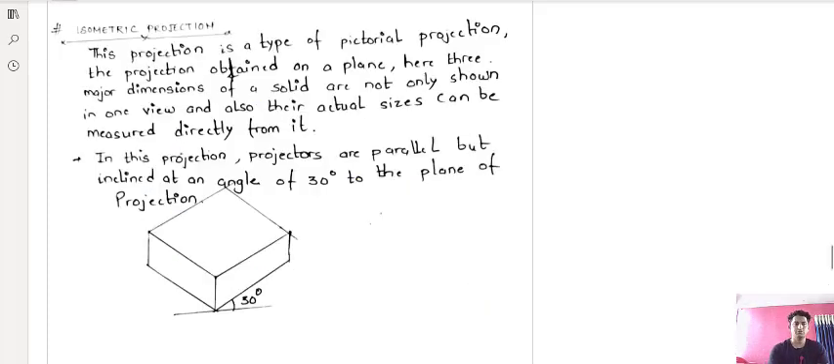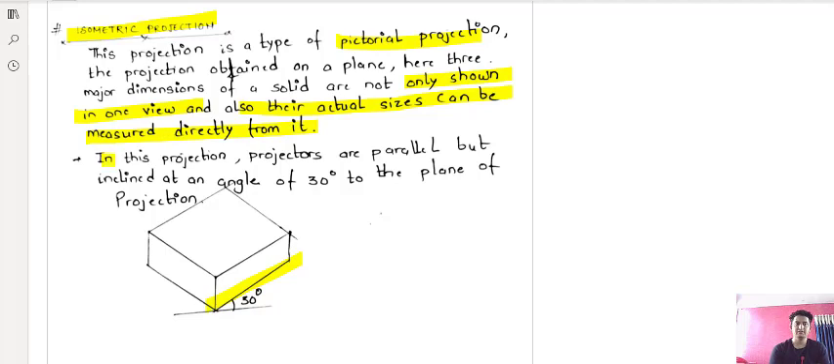Now comes the isometric projection. So what is isometric projection? In this projection the angle of the adjacent sides is 30 degrees. It is a type of pictorial projection obtained on a plane. Here the three major dimensions of the solid are not only shown in one view, but their actual sizes can also be measured directly from it.